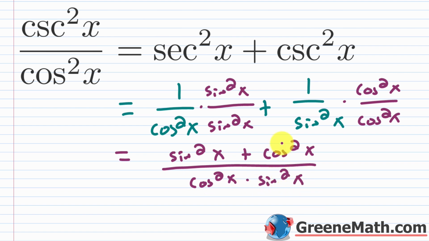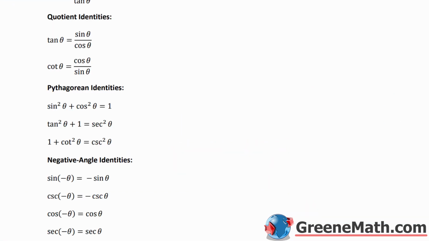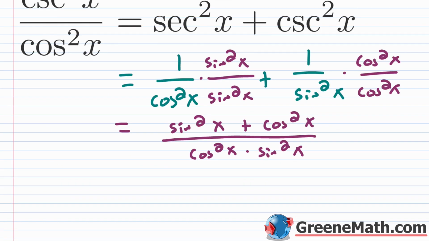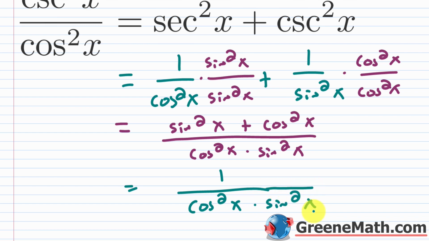Now we know from the Pythagorean identities that sine squared x plus cosine squared x equals 1. So coming back here again, sine squared theta plus cosine squared theta equals 1. So let me come down here and say that this is going to be 1 over cosine squared x times sine squared x. Now, we are trying to get cosecant squared x over cosine squared x.